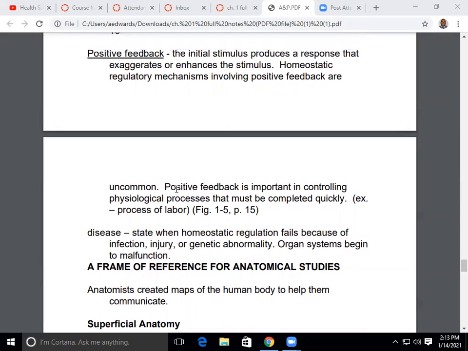All right, so let's take a break. I want one partner to explain homeostasis and homeostatic regulation generally. Okay, let's go ahead, and you can do this at home.